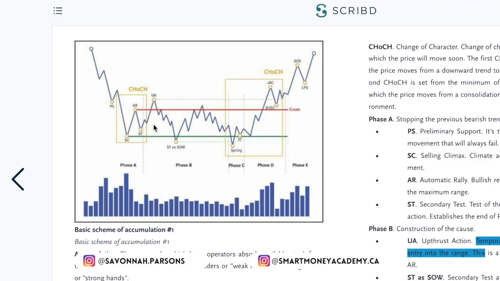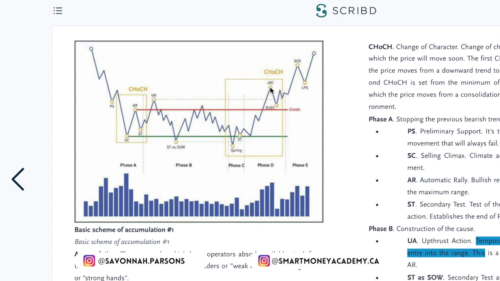Okay, cool. Selling climax, AR. And phase B, we have the UA. And then we have it kind of coming down like this into a second test as a SAL. And then we have another sort of creek right here. So this is a creek where it goes up and down, kind of like a trend line. And then we have this jump across the creek right here. So that's pretty much where you have your break of structure, or sorry, your sign of strength. They call it a jump across the creek, which is your sign of strength.